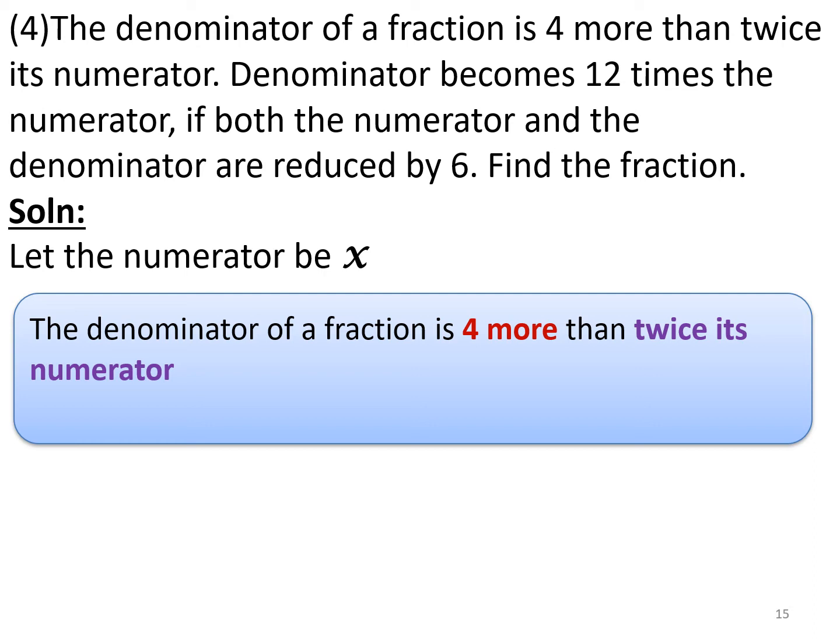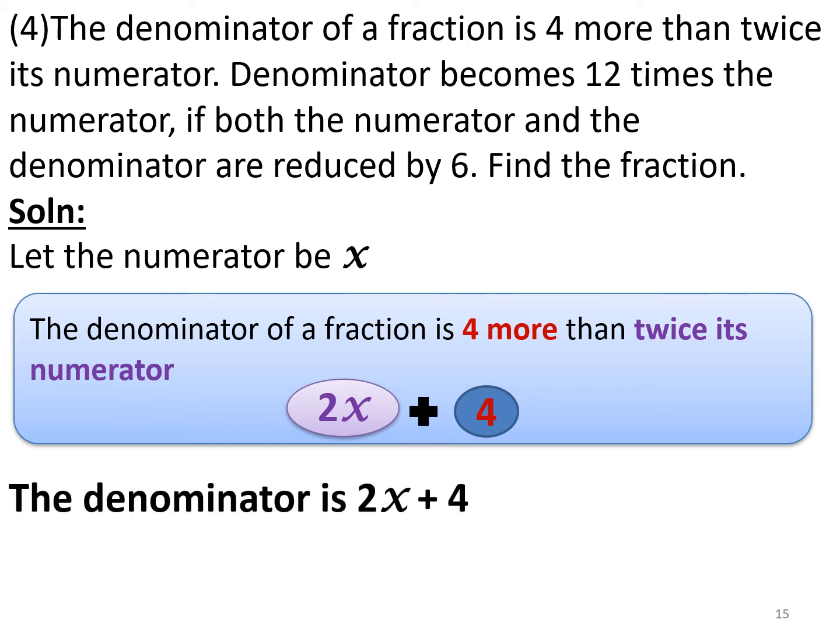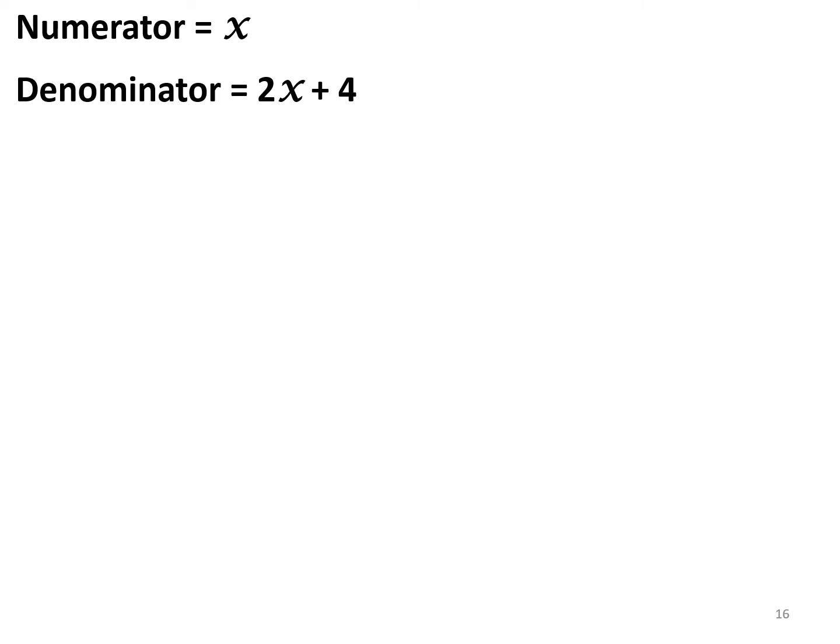When I say twice its numerator, it is nothing but 2x, and then I have highlighted 4 more than, that means plus 4. So the denominator goes as, the denominator is 2x plus 4. I got my numerator and my denominator. Numerator is x, denominator is 2x plus 4. Now we will go to the condition.